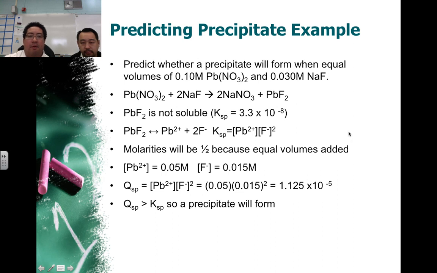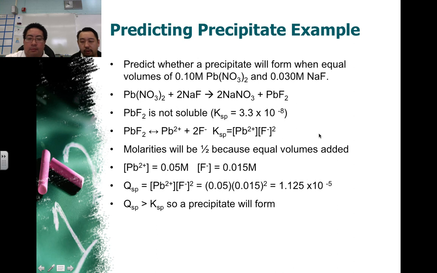So here's an example of where we would actually calculate this. Let's say we have two solutions and we're going to mix them together to see if we're going to get a formation of a precipitate. Because we're mixing two solutions with different solutes together, there's going to be a chemical reaction. Notice this looks like our old double replacement reaction, so our cations and anions are switching partners. We form NaNO3 and PbF2.